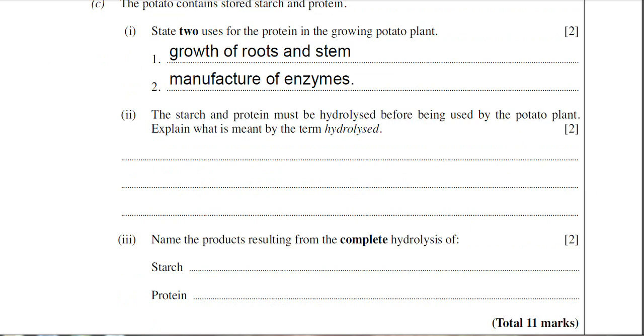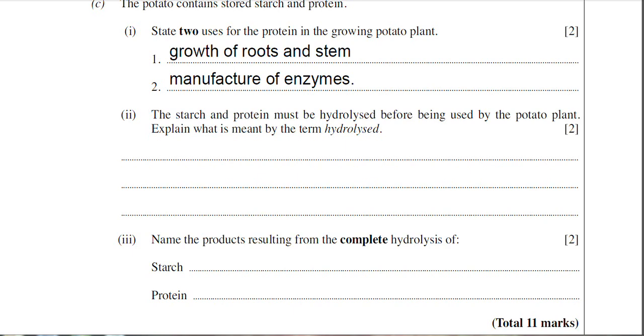Okay, part C2 then. The starch and protein must be hydrolyzed before being used by the potato plant. Explain what is meant by the term hydrolyzed. Okay, hydrolyzed is all to do with breaking of bonds. Okay, all the biological molecules you've studied join together by a condensation reaction, all of them. Okay, so the reverse of a condensation reaction is known as a hydrolysis reaction. Okay, so hydrolyzed means breaking a bond.